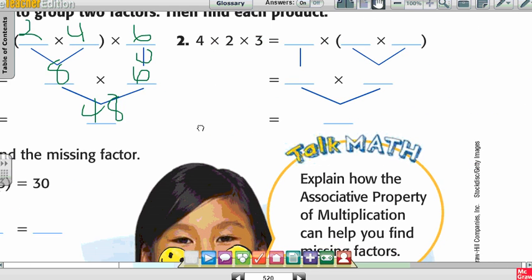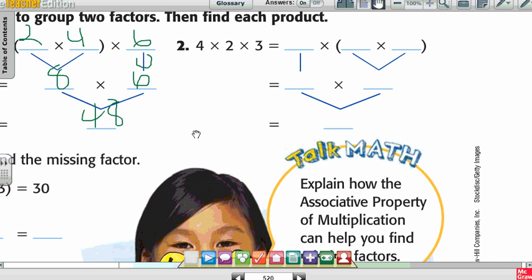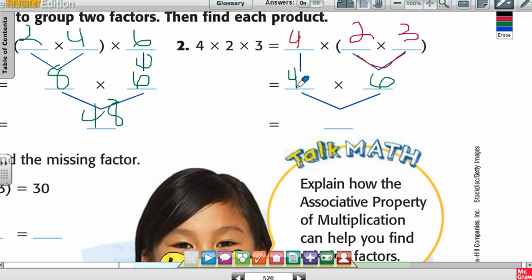Let's move over to number 2. Now I have 4 times 2 times 3. So what am I multiplying first? 2 and 3. So the little line, the V, tells you to just go straight down. So 2 times 3 is 6. We'll do that in a different color. The little line here just tells you to bring the 4 down. So now I have 4 times 6, which is 24.